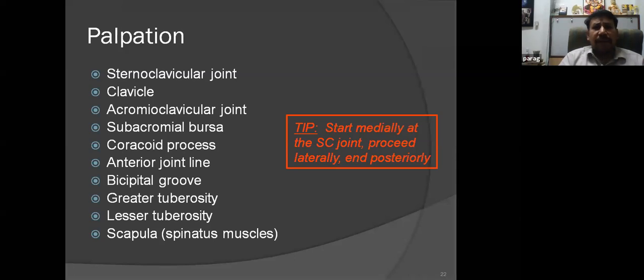Then you palpate the subacromial region, just at the anterolateral corner of the acromion, and palpate the anterior joint line. So the patient can say that I've got shoulder pain, but then you have to distinguish whether this is coming from the joint, whether this is coming from the bursa, whether it is referred laterally.